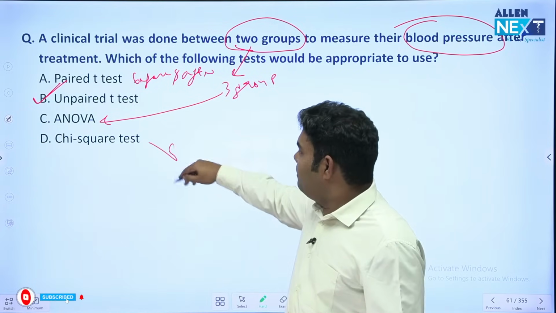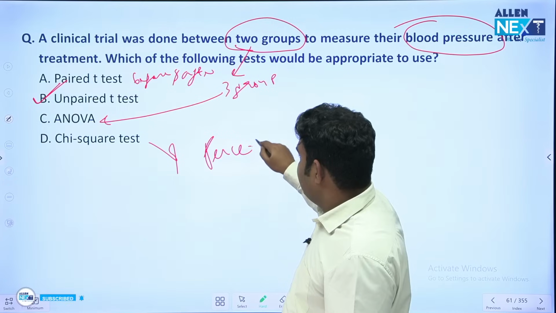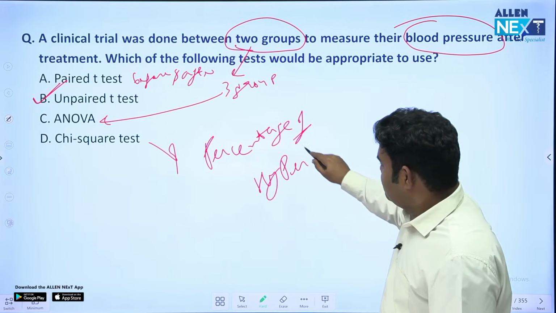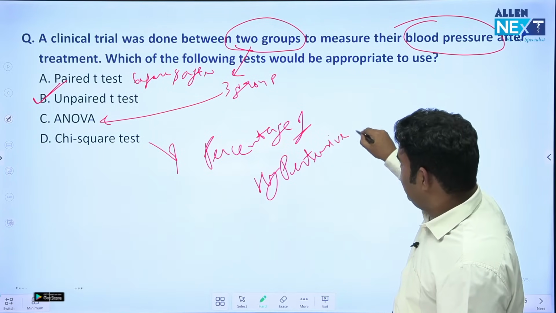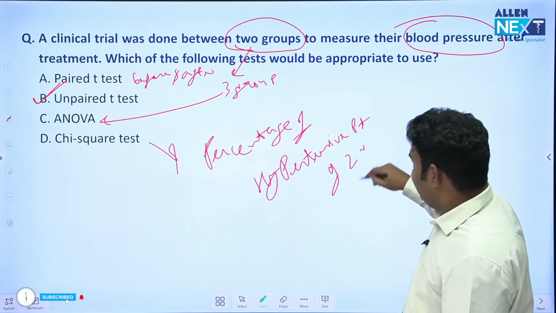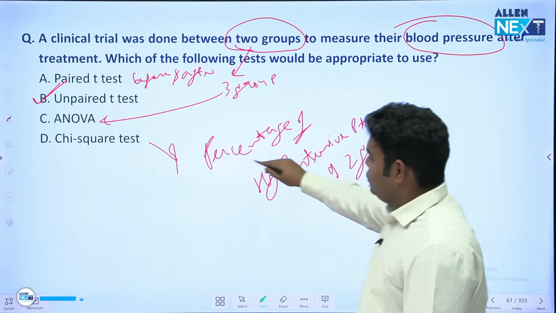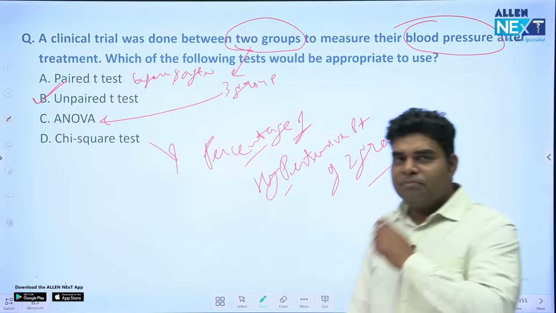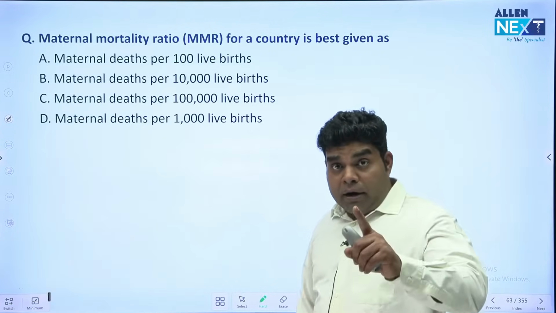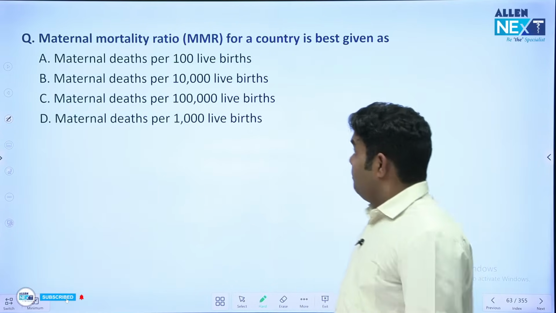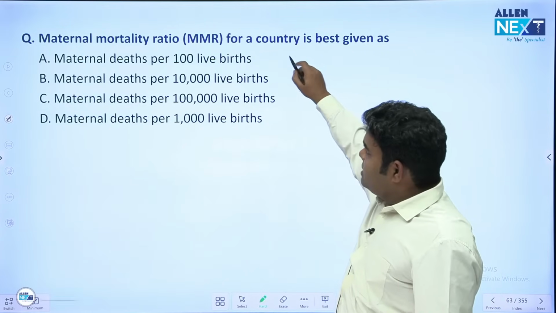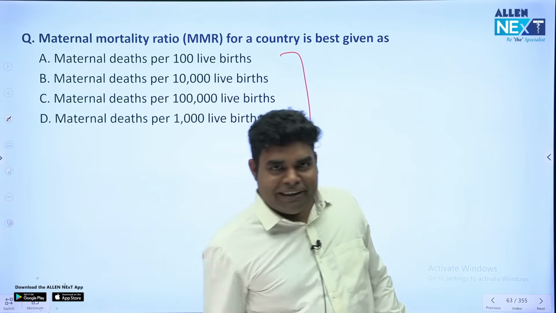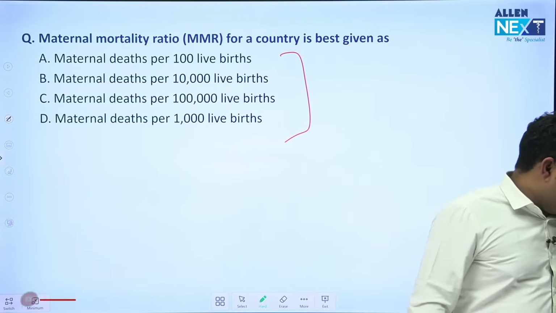And if I say I am measuring the percentage of hypertensive patients of two groups, percentage and hypertension both represent qualitative data, so the answer will be chi-square test. Okay. MMR, very important area of question, is best given as... Try to give the answer to this question. It looks simple, but let me see whether you are right or wrong here.